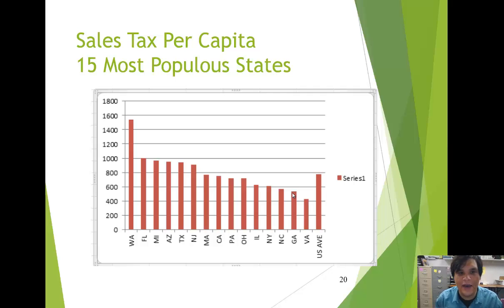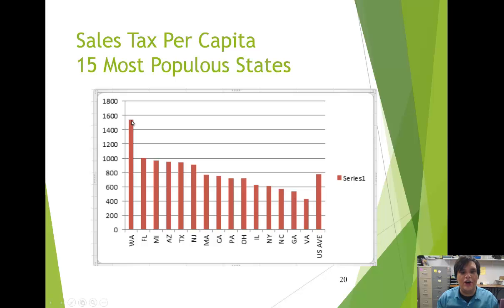Sales tax per capita, 15 most populous states. You can see here that Texas has kind of a lower sales tax than some states, but it is still pretty high. Because Texas relies so much on that sales tax, it has to have a fairly high sales tax. So this is the 15 most populous states and their sales taxes.